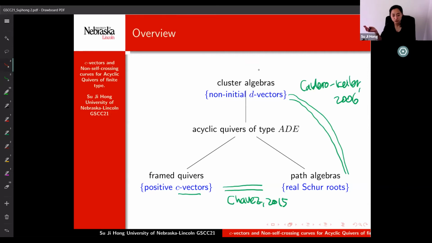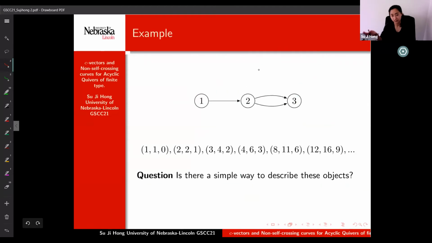So let's actually take a look at an example of some of these vectors. For example, if we have this quiver, 1 to 2 to 3 like this, these are some of the possible C vectors. We get 1, 1, 0, 2, 2, 1, and so on and so forth. And I don't really notice any patterns in them. So we wanted to see if there's a simple way to describe these objects other than going through all the process.